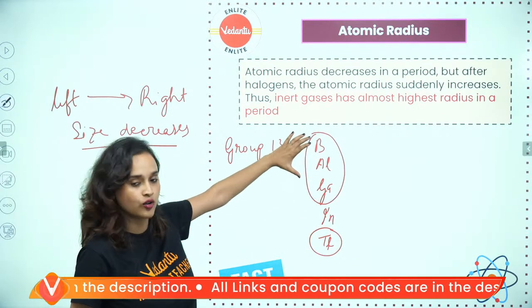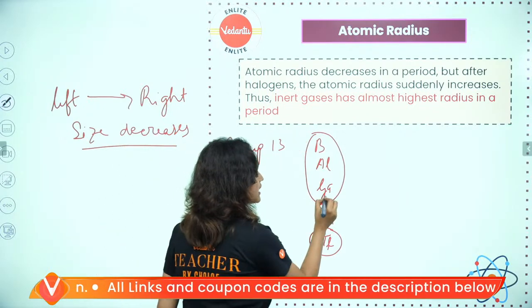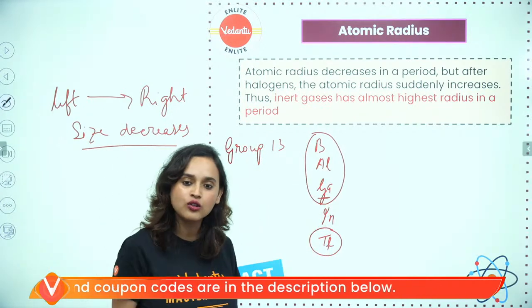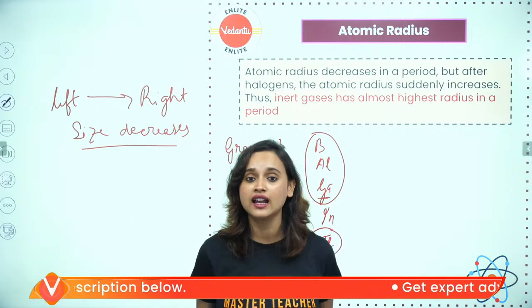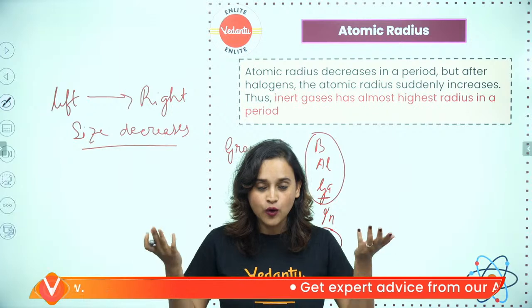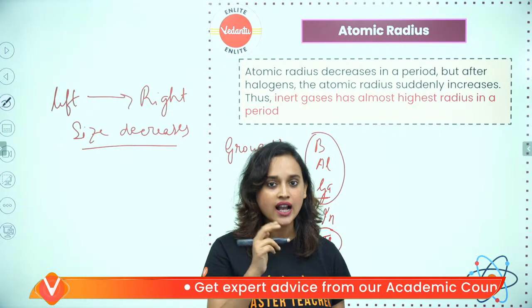Take a look at this place, here, this 3. We expect gallium to be bigger than aluminium, but you know what? That doesn't happen. We see that aluminium has a bigger size than gallium. Why? I'll tell you why.